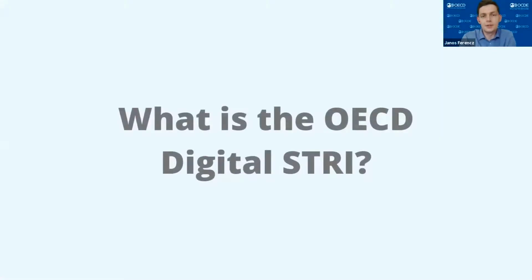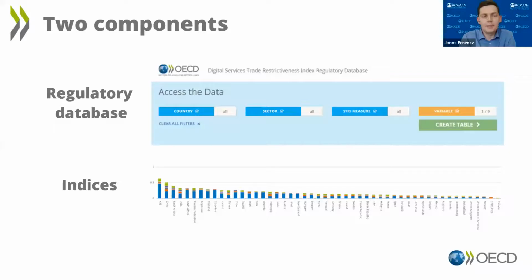So what is the digital STRI? Essentially, as you also mentioned, Ingo, this forms part of the broader STRI family, where the OECD's long-standing work on measuring the regulatory environment for services trade has been developed through this STRI tool that looks at barriers across 22 different services sectors and 48 different countries.